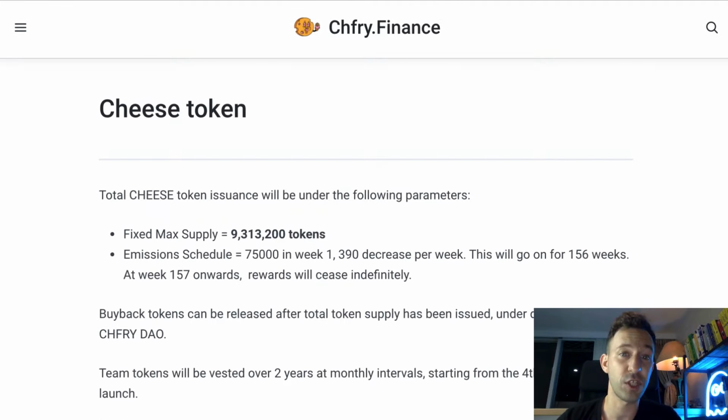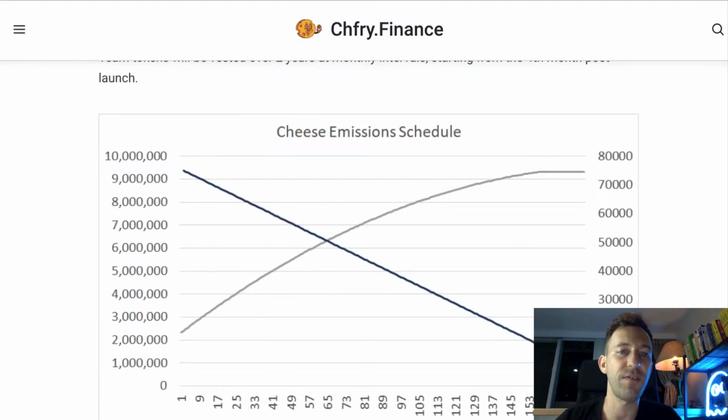Next, we are going to talk about Cheese, the token of the CHFRY protocol. The Cheese token is a governance token. It can already be used for governance, and in 2022, a DAO will be deployed. 75% of these tokens will be used as farming rewards, 10% of these tokens are for the team, and they are vested over a period of 2 years, which will limit the selling pressure coming from the team. 0.5% of these tokens were airdropped, and 1% were used for liquidity bootstrapping on decentralized exchanges.